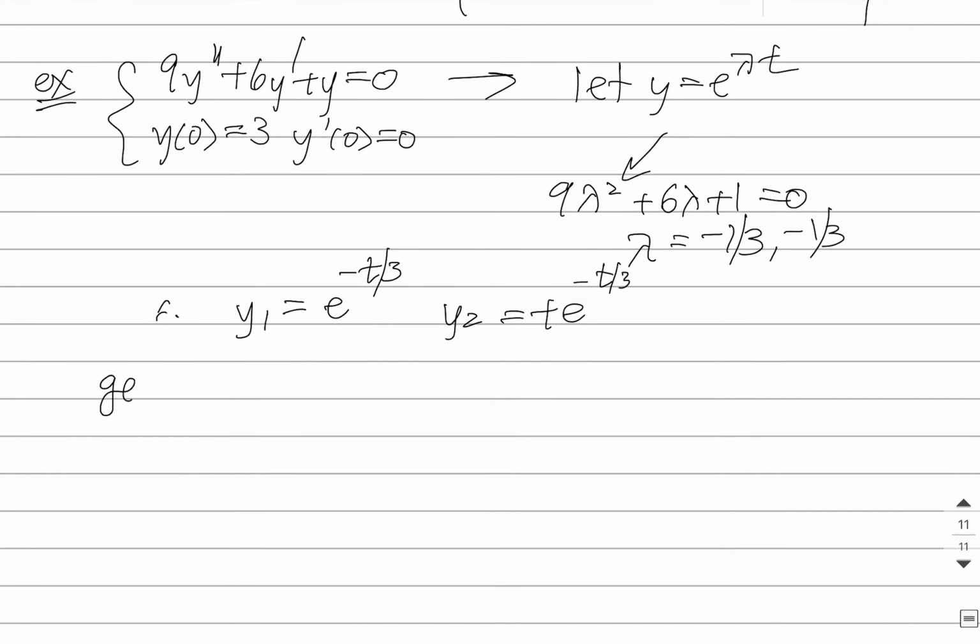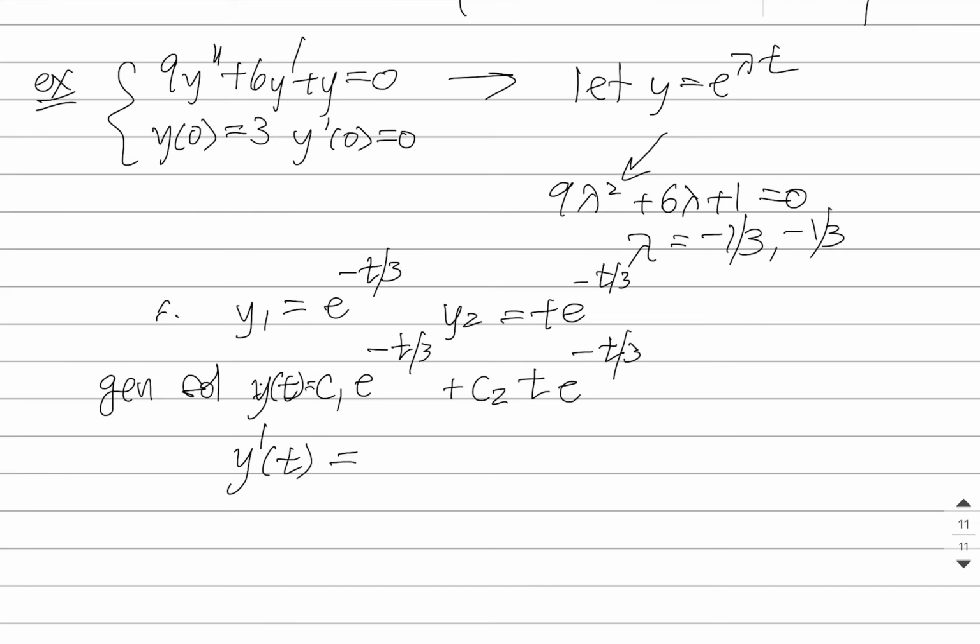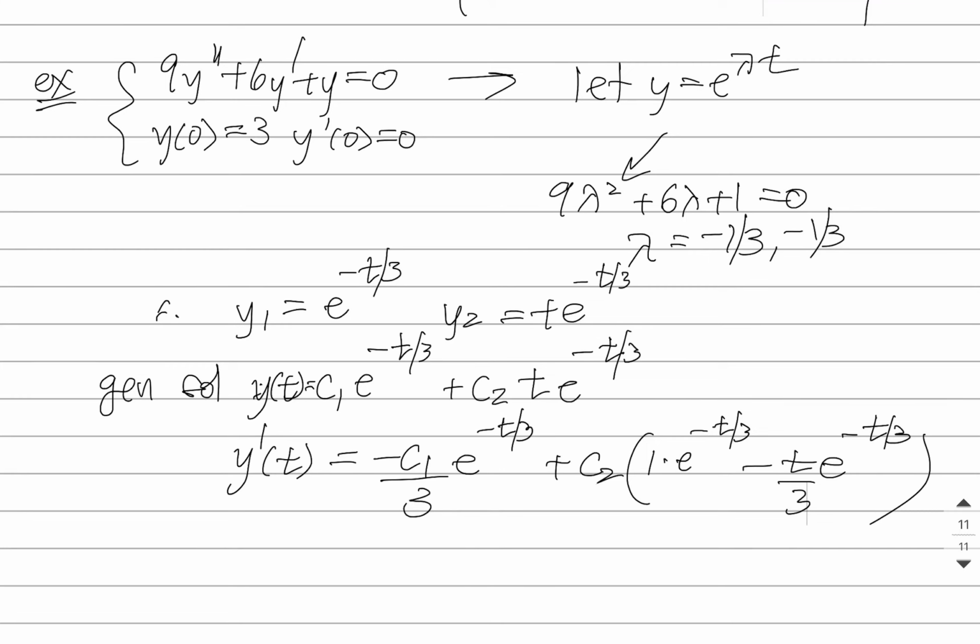The general solution would be c1 e to the negative t over 3 plus c2 t e to the negative t over 3. That's what we're going to call y. In order to satisfy the initial conditions, I'm going to have to differentiate this. So negative c1 over 3, e to the negative t over 3, plus c2, 1 times e to the negative t over 3, minus t over 3, e to the negative t over 3. So that's me just differentiating this.